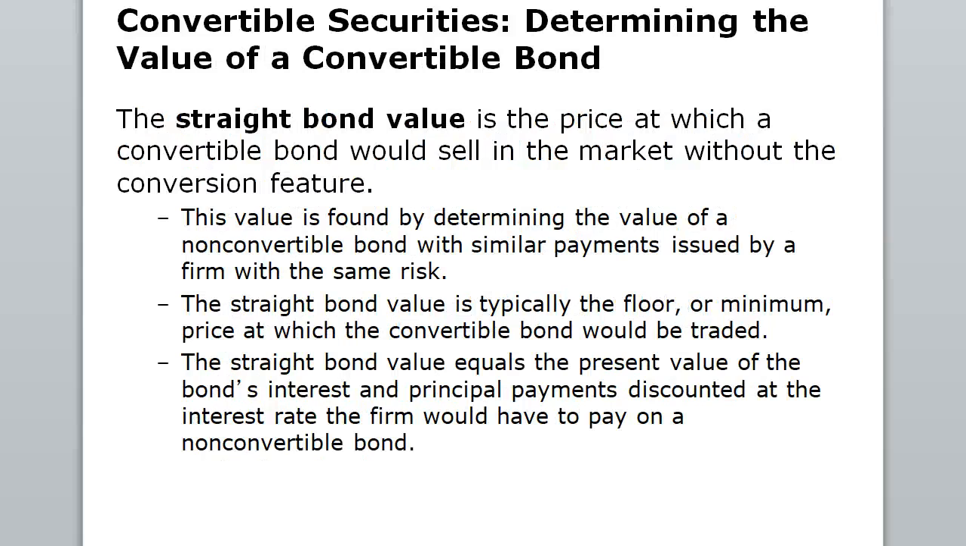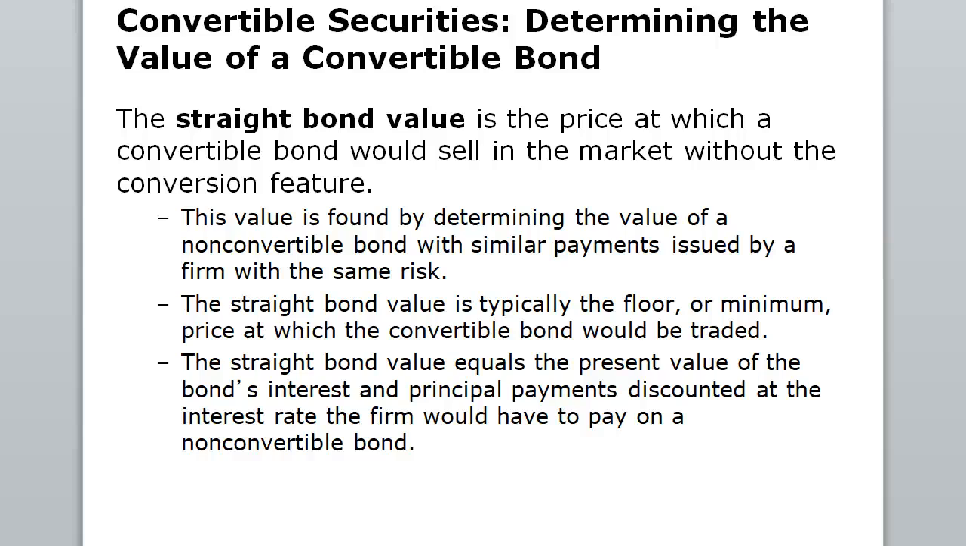So let's talk about the straight bond. This is the price at which a convertible bond would sell in the market without its conversion feature. Here we want to know just the value of the bond component without the conversion. The value is found by determining the value of a non-convertible bond with similar payments issued by the firm with the same risk. So we compare them to similar bonds of the same risk. And the straight bond value is typically the floor, the minimum price at which the convertible bond could be traded.